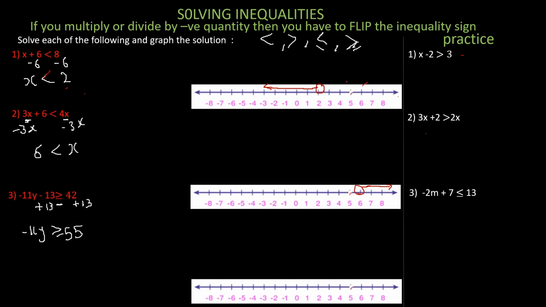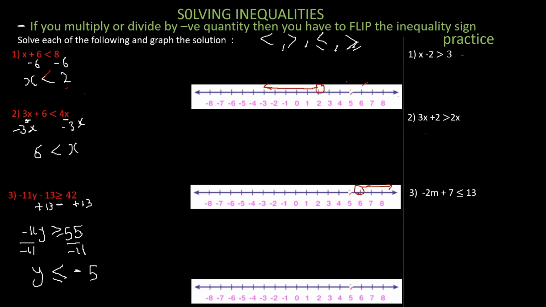In the next step, we have to divide by negative 11 over negative 11. But take care here, because when you multiply or divide by a negative, you have to flip the inequality sign. It means greater than or equal will become less than or equal, and then this will be y. 55 divided by negative 11 is negative 5. And how to represent this? y less than or equal to negative 5.